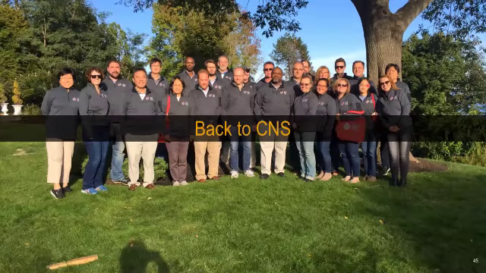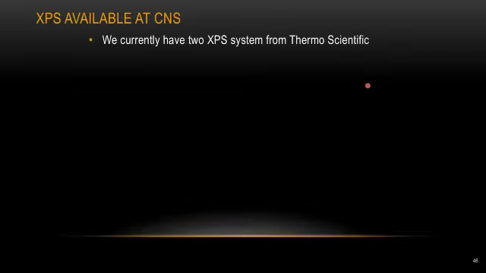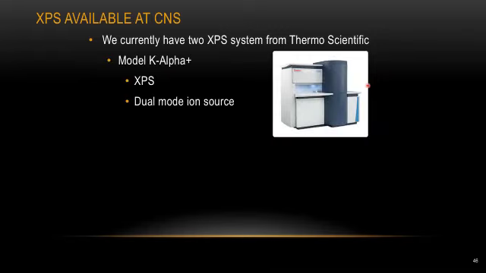So let's come back to CNS. What do we have at CNS? Right now at CNS, we have two XPS machines, and they both come from Thermo Scientific. The first machine is a model called K-Alpha Plus, and it can do everything I talked about today for XPS measurement. It also has a dual mode ion source, so you can do monatomic argon ion etching and cluster source etching. We also have a second machine called NEXSA.